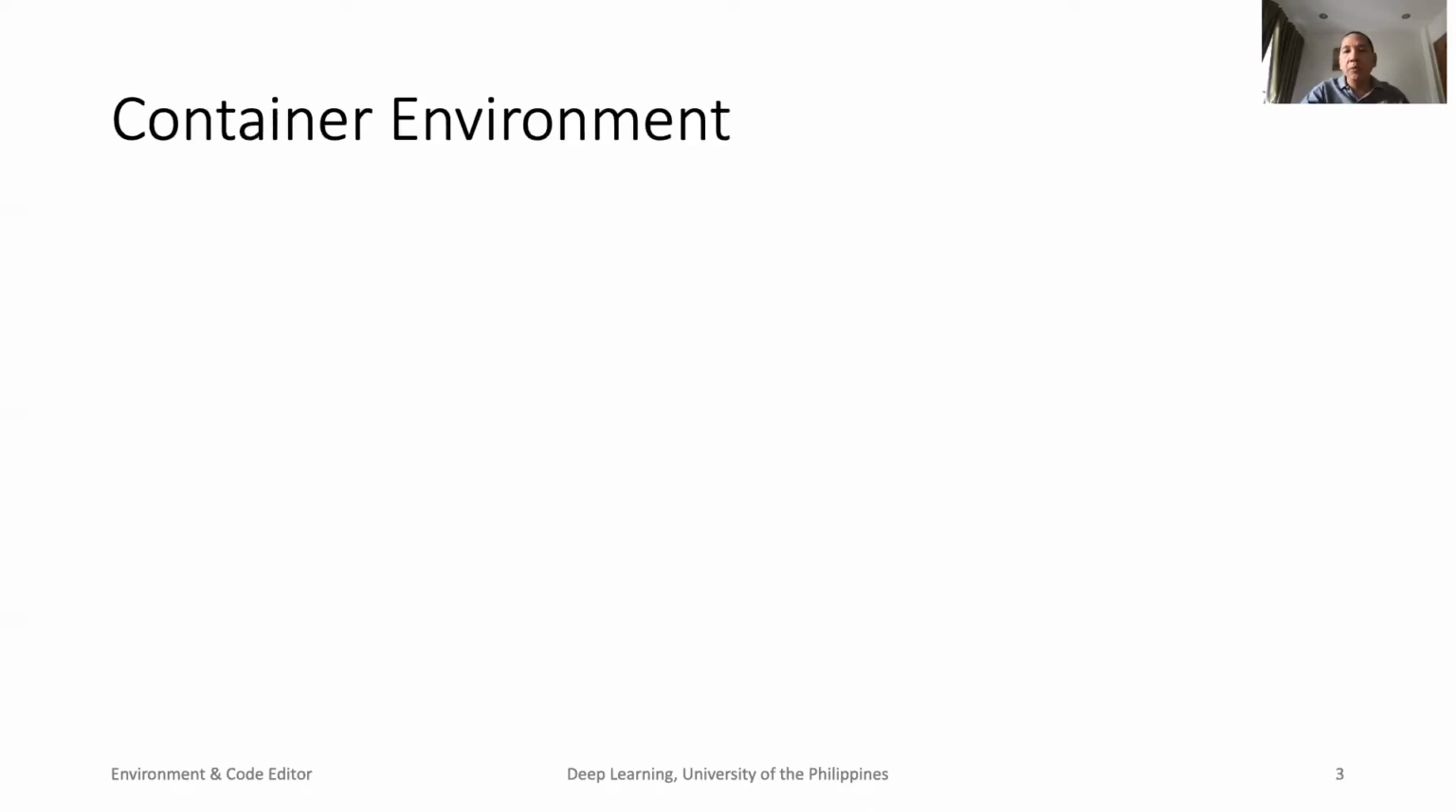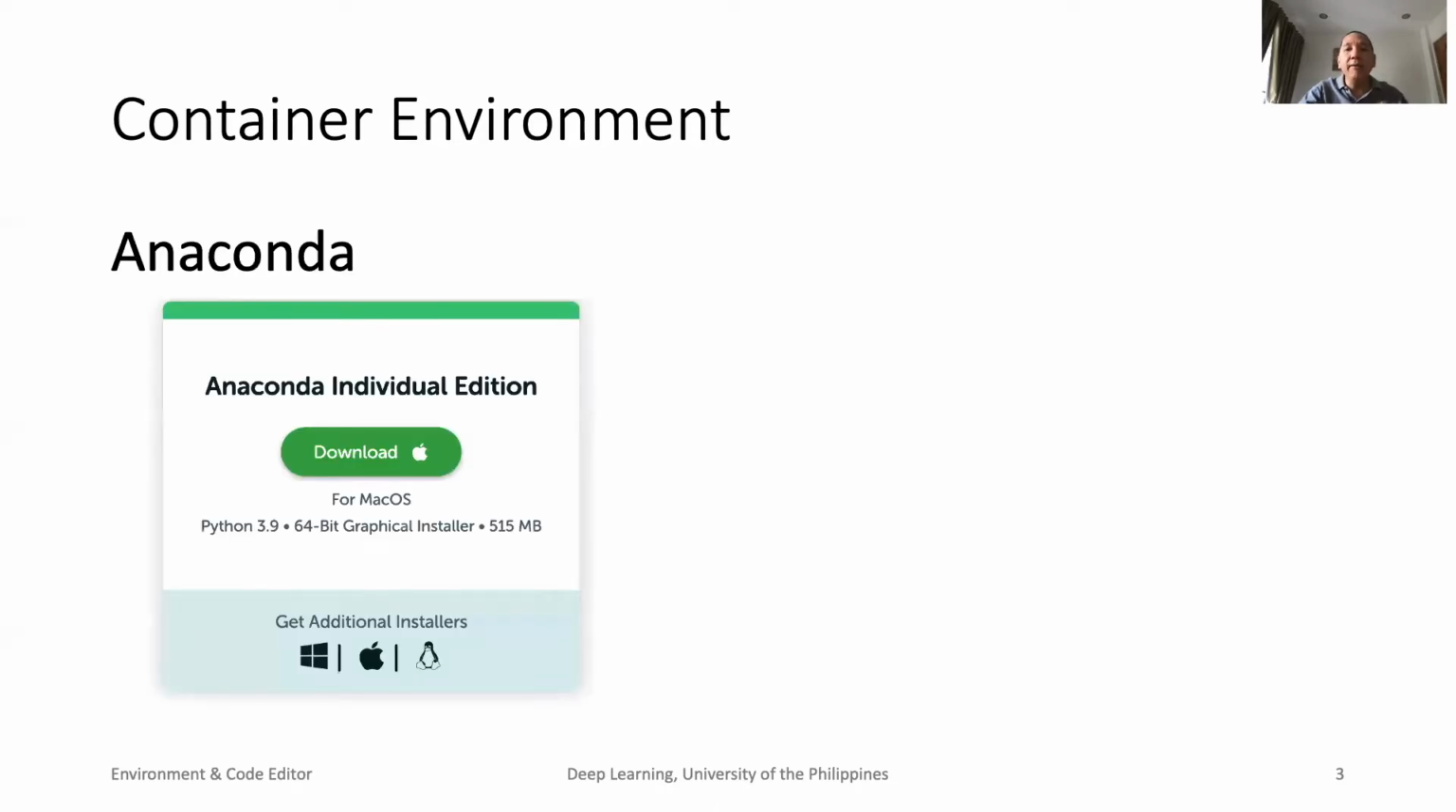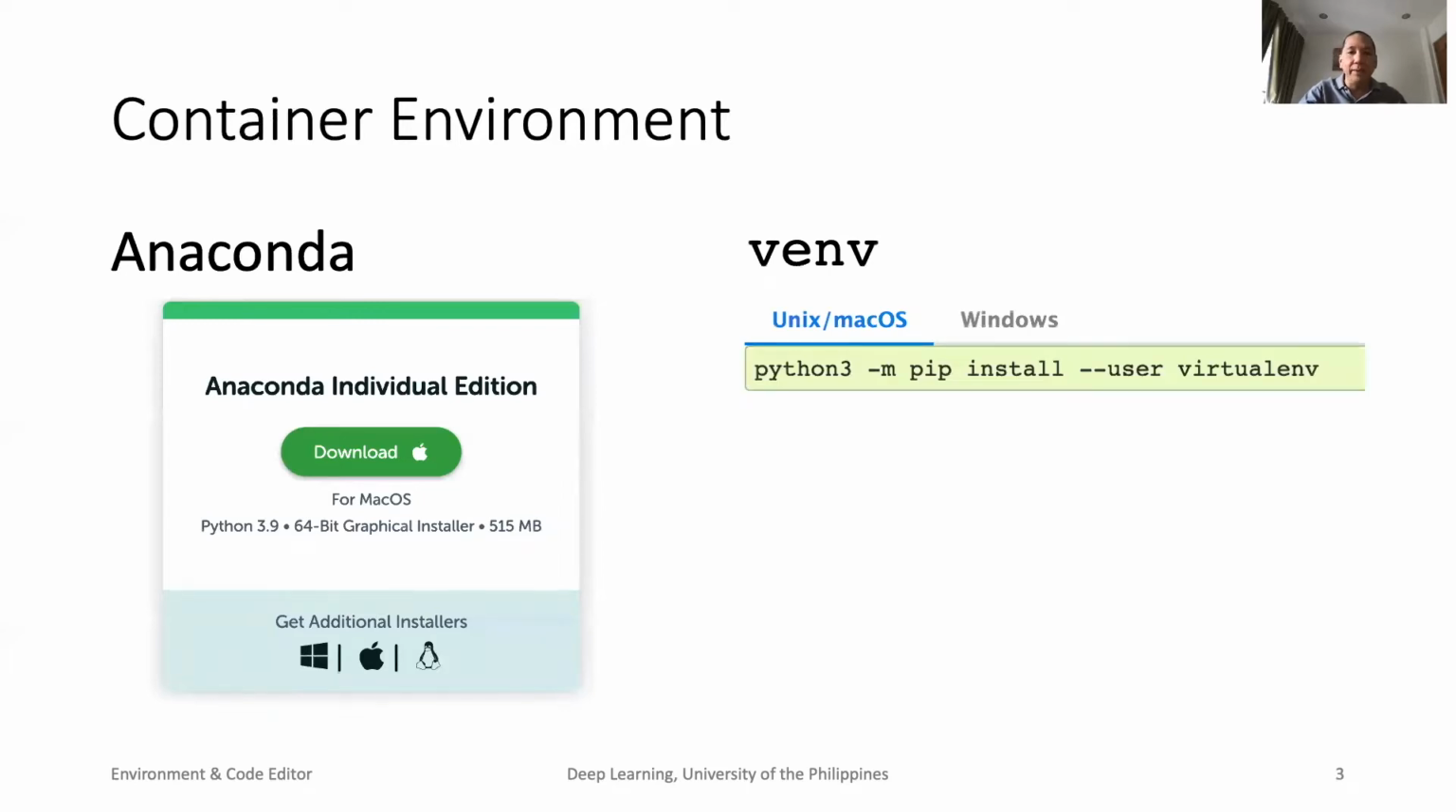First of all, we need a container environment to build, train, and test our models. There are two popular choices. These are Anaconda and virtual environment or VM. The installation of Anaconda is as straightforward as downloading the package and double-clicking the package installer. Meanwhile, virtual environment should be installed via pip. More on pip later.